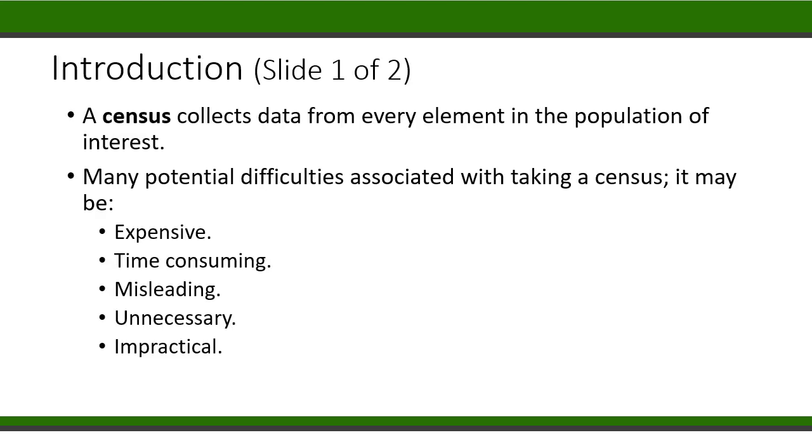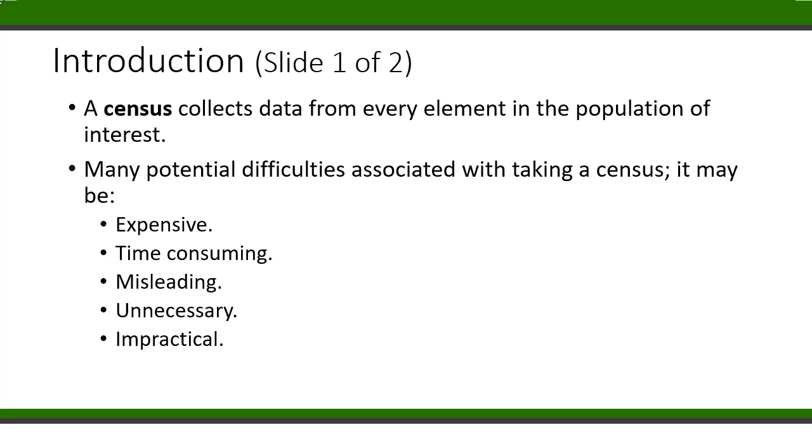So the chapter starts out talking about a census collection. A census collection collects data from every element in the population of interest. So it's the entire population that they're collecting information on. You could think of this as a U.S. Census, where we go around every 10 years and collect all the data we can on the population within the United States. So there are a lot of difficulties that go with collecting information from the entire population, or in this case, a census.